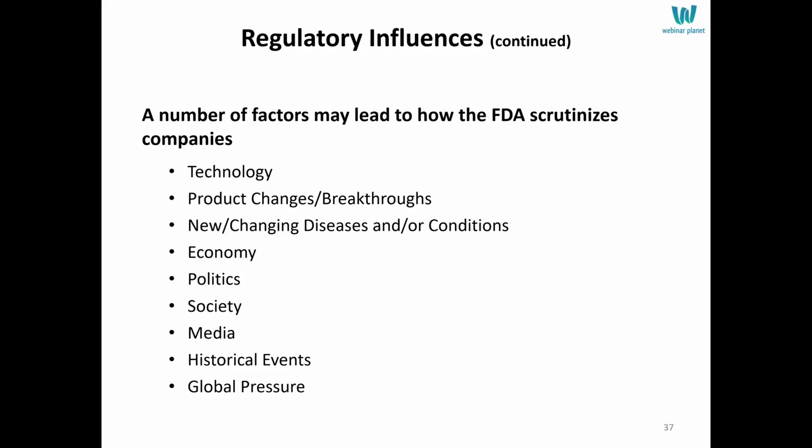And society, how they view the various manufacturers and companies involved in life science industries. Do they look at them as the good guys or the bad guys? Media, how do they portray what's going on? Historical events, have there been issues in the past that are giving some kind of indication that we should be looking for these in the future? And global pressure, where FDA now has to go beyond the US boundary and investigate things that are happening around the world.